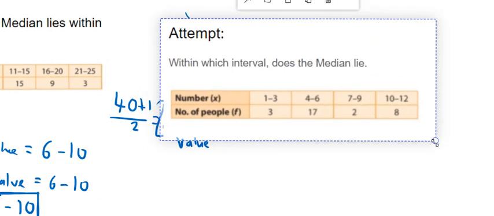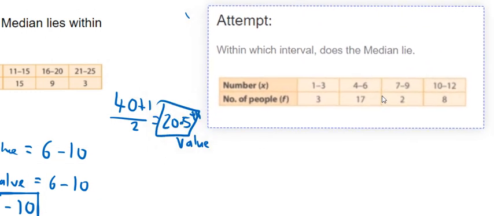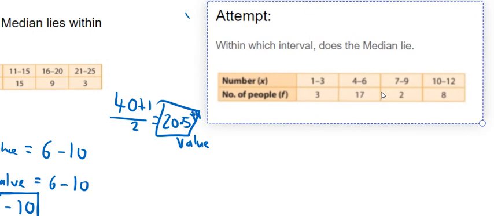So here's another question. If you want to try this one, just pause the video and then play it on, and I'll go through the answer.